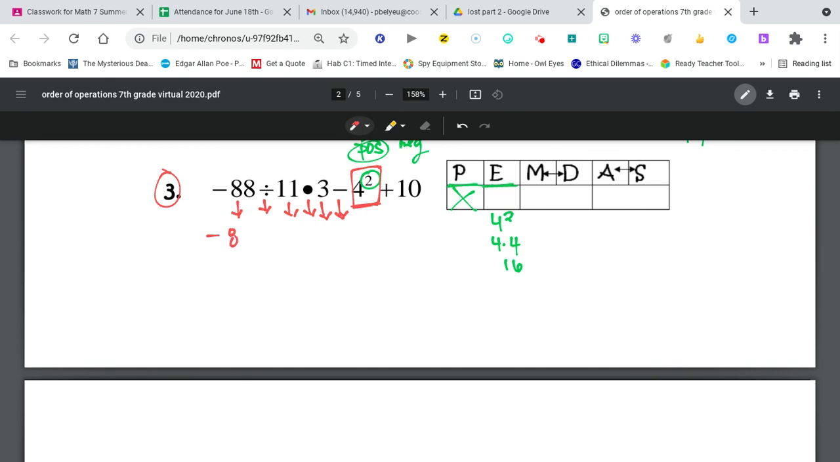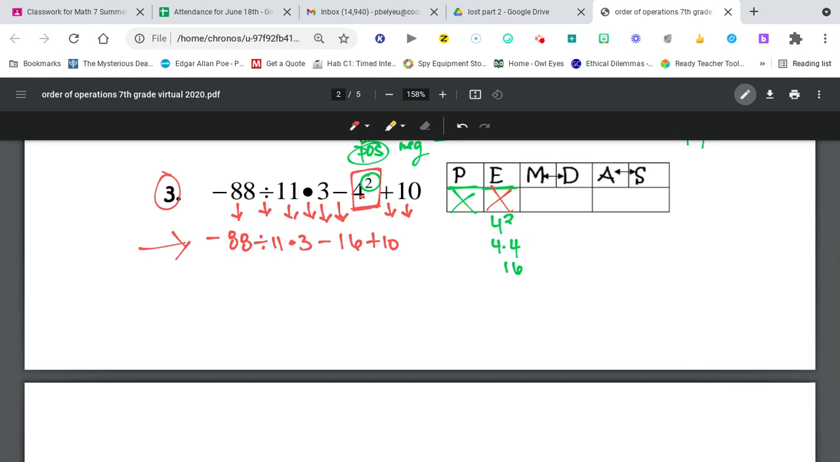So let me bring all this down. And now instead of putting minus 4 to the second power, you put minus 16. And then bring down your plus 10. You can cross out exponents because I don't have any left in this row. I'm done.